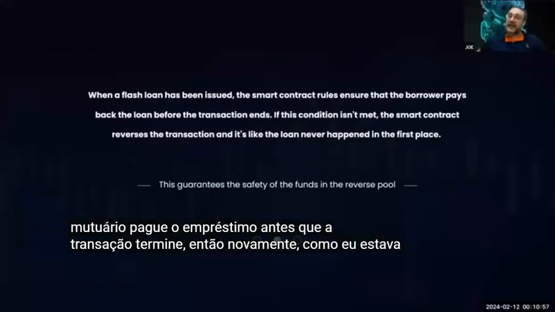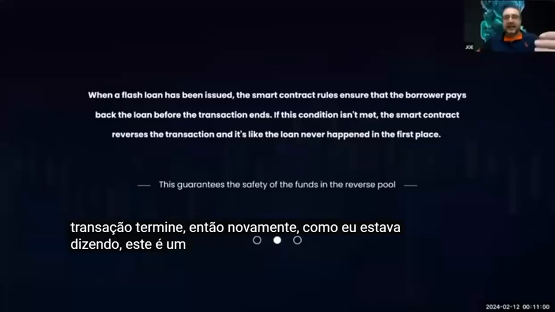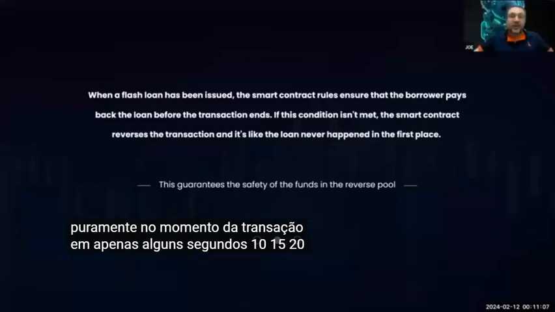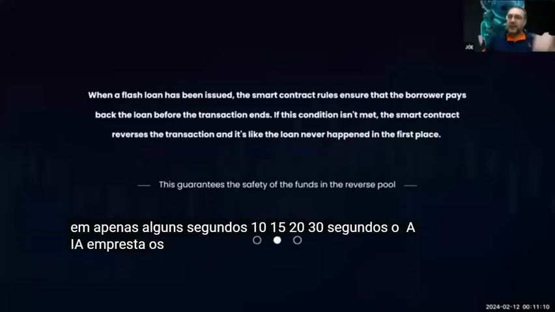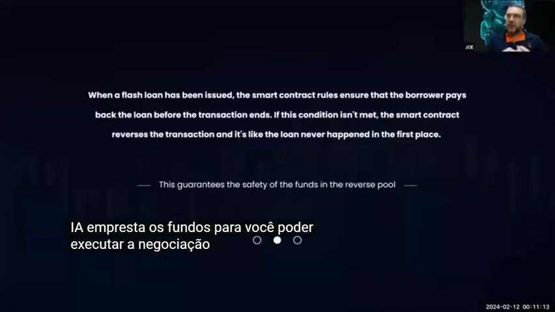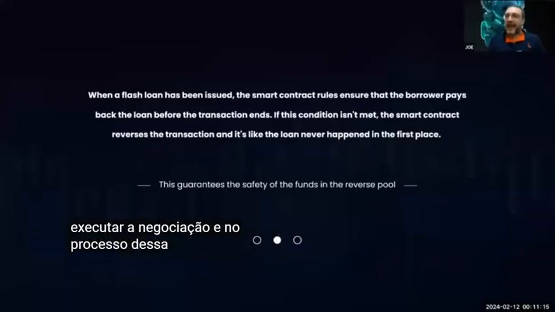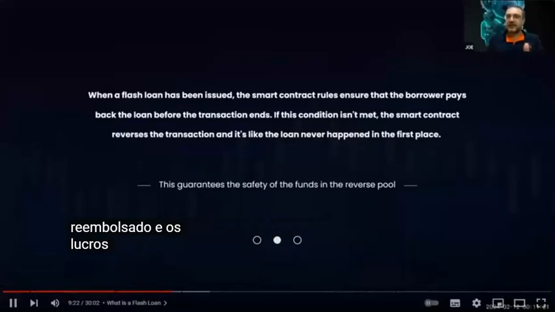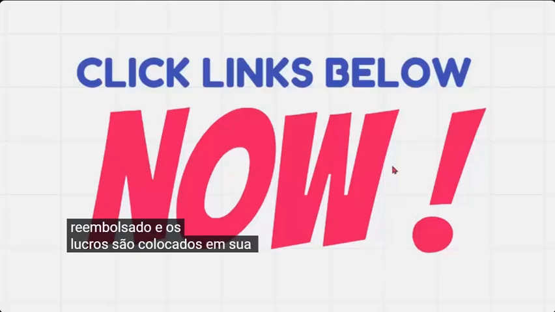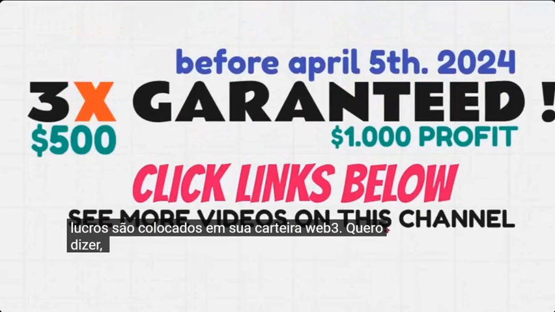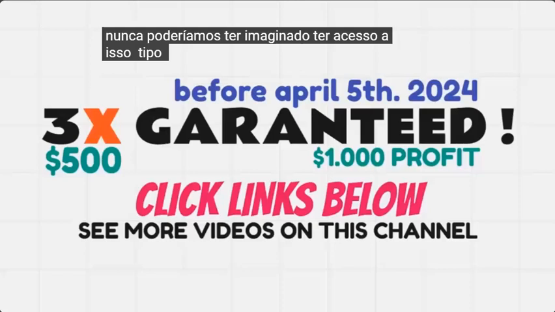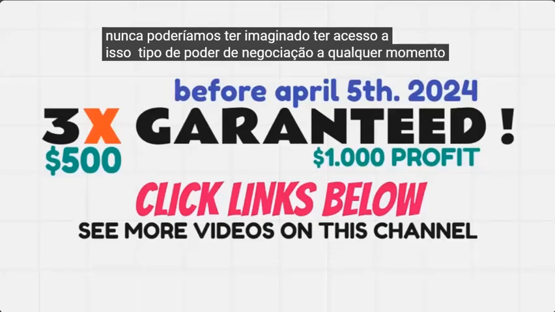So again, as I was saying, this is a loan that happens purely in the moment of the transaction, in just seconds, 10, 15, 20, 30 seconds. The AI borrows the funds for you to be able to execute the trade. And in the process of that execution, the loan is repaid and the profits are put into your Web3 wallet. I mean, this is just incredible. We could never have imagined of having access to this kind of trading power at any time before.